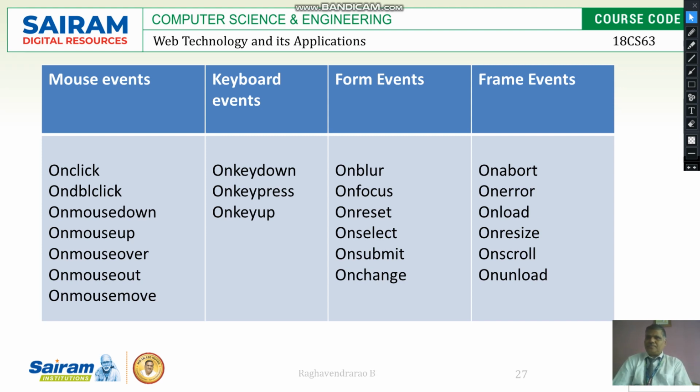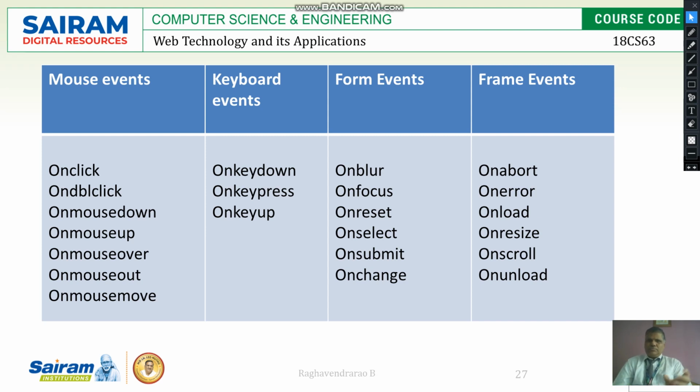On change, any changes that we make in that particular box, or if the value changes, then the form element event gets fired. The last one here is frame elements. On abort, when the abort button is pressed. On error, if it happens.